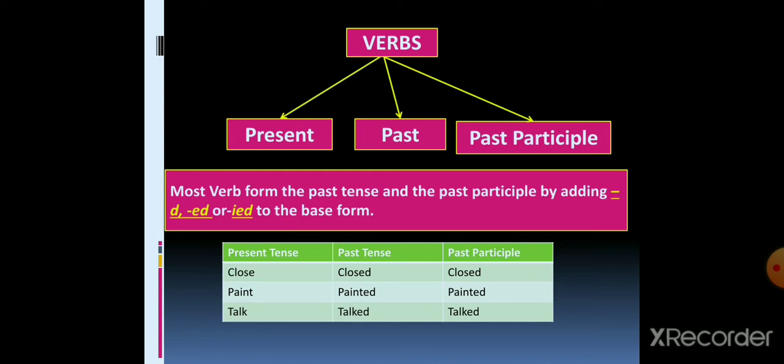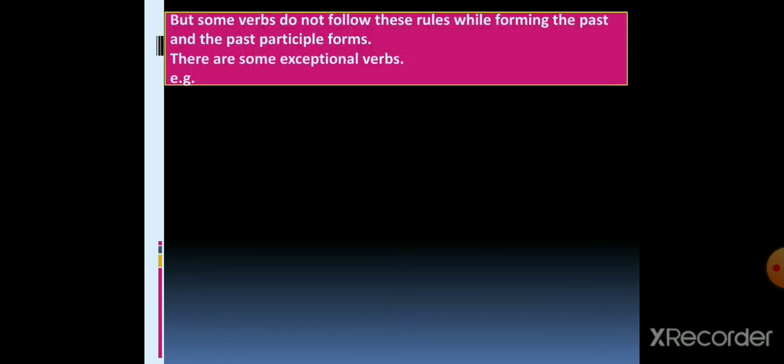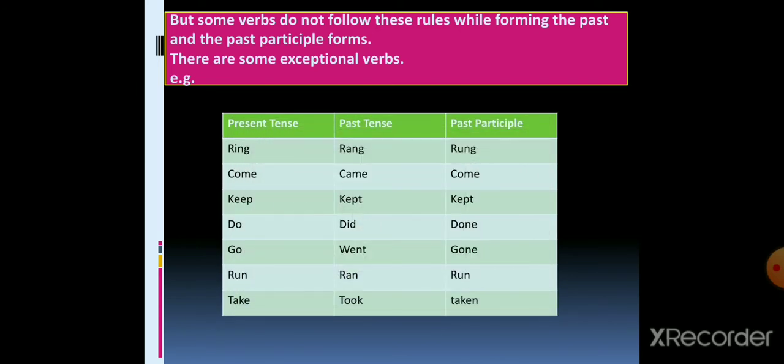Along with that, there are some exceptional verbs where we cannot apply this rule, means d, ed, ied we cannot apply for those verbs. For example, the first example you can see in this table, that is ring, rang, rung. Means in all the three forms of the verb, the complete spelling has been changed. So there are some verbs you can call exceptional verbs. They are going to change their complete spellings while forming V1, V2 and V3.